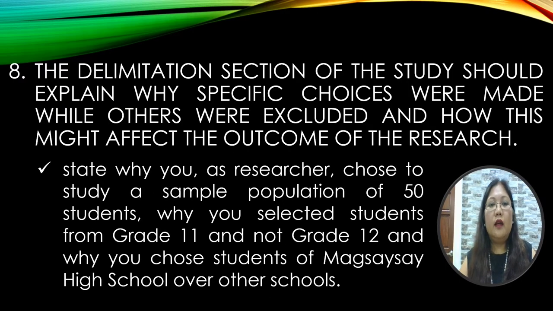Last tip, the delimitation section of the study should explain why specific choices were made while others were excluded and how this might affect the outcome of the research. You need to state why you as a researcher chose to study a sample population of 50 students, why you selected students from grade 11 and not grade 12, and why you chose students in a specific school over the other schools. So those are some tips on how you're going to write your scope and delimitation of your study. I hope that you can consider all of those tips.